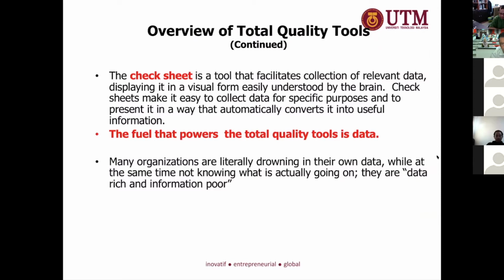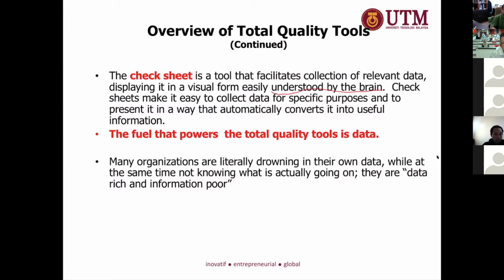One friend of mine said that when he worked at Perodua, he verified his check sheet like this. After he finished developing it, he would bring it to the most idiot operator to verify. If that person can understand the check sheet, it means other people will also understand it. Because the principle of designing a check sheet is that it is understood by the brain. When you see it, you know the information already. You don't have to think. That's how we design the check sheet.